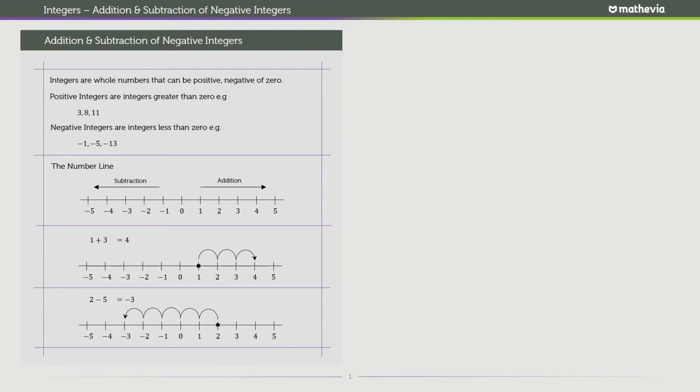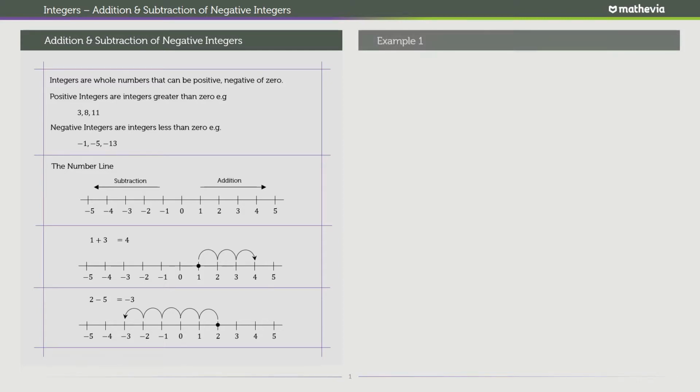Now basically, when you're looking to add or subtract using a number line, you take the first number as your starting point. You decide whether you're adding or subtracting. If you're adding, you're moving to the right. If you're subtracting, you're moving to the left. Then you move the number of times. For example, if you're adding 3, you move 3 times to the right. If you're subtracting 6, you move 6 times to the left. If you're adding 9, you move 9 times to the right. And that's pretty much it.